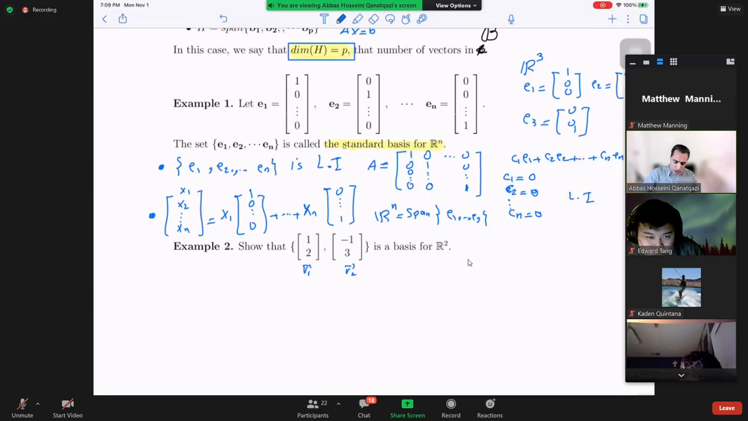Number one is, the vectors (1, 2) and also (-1, 3) are LI, linearly independent. Is that a true statement? And if yes, how can we show that they are LI? Any idea for that, guys?